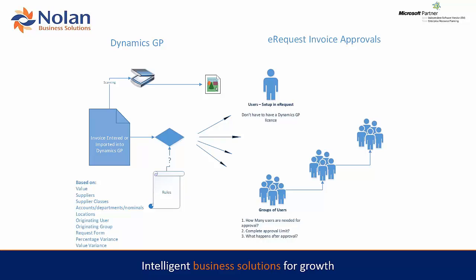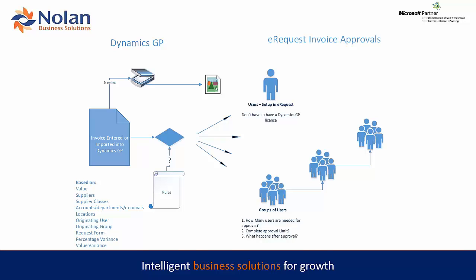That parent group might be a head of department. Again, maybe just one user in the head of department role would be required for approval. Maybe they'd have complete approval up to £5,000. What happens after approval? It might be sent up to the directors. So if that invoice gets to the head of department and it's less than £5,000, once approved it would be marked as completely approved and able to be posted in GP.